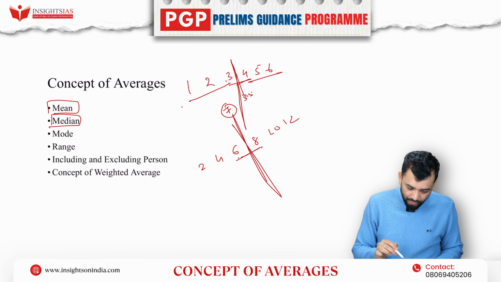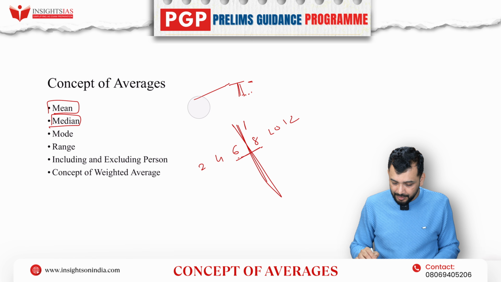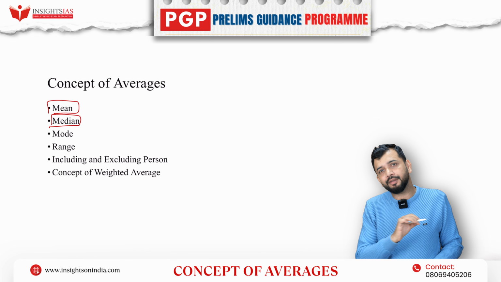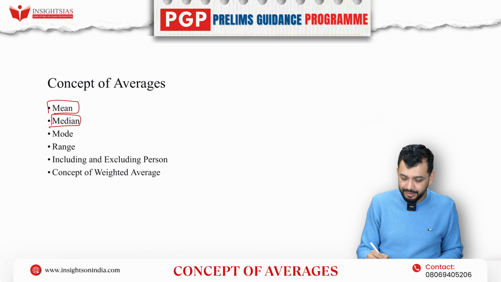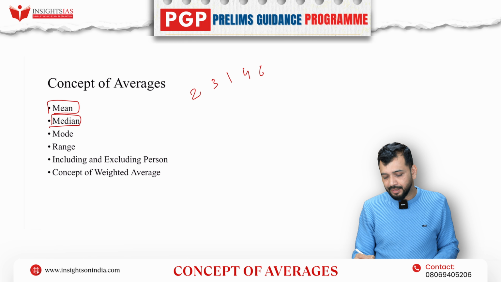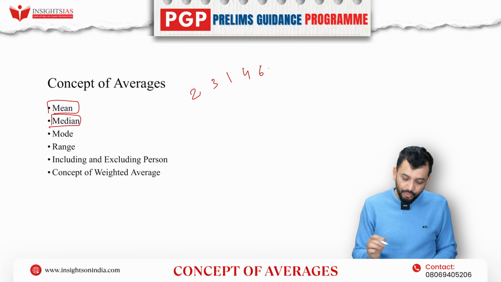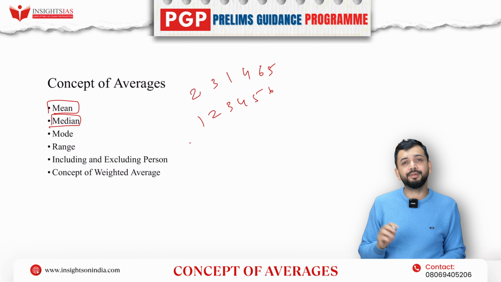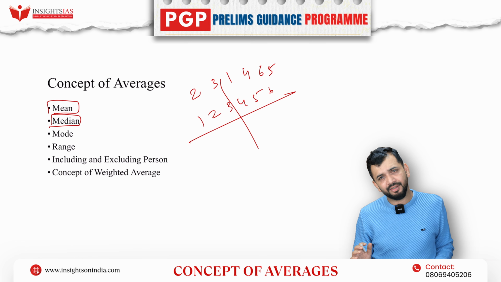Sometimes the data might not be given in ascending order. They would have given you 2 first, then 3, then 1, then 4, then 6, then 5, like this. Then your job is to arrange them in ascending order first, then take the middle term. Okay, so that is how the median is calculated.